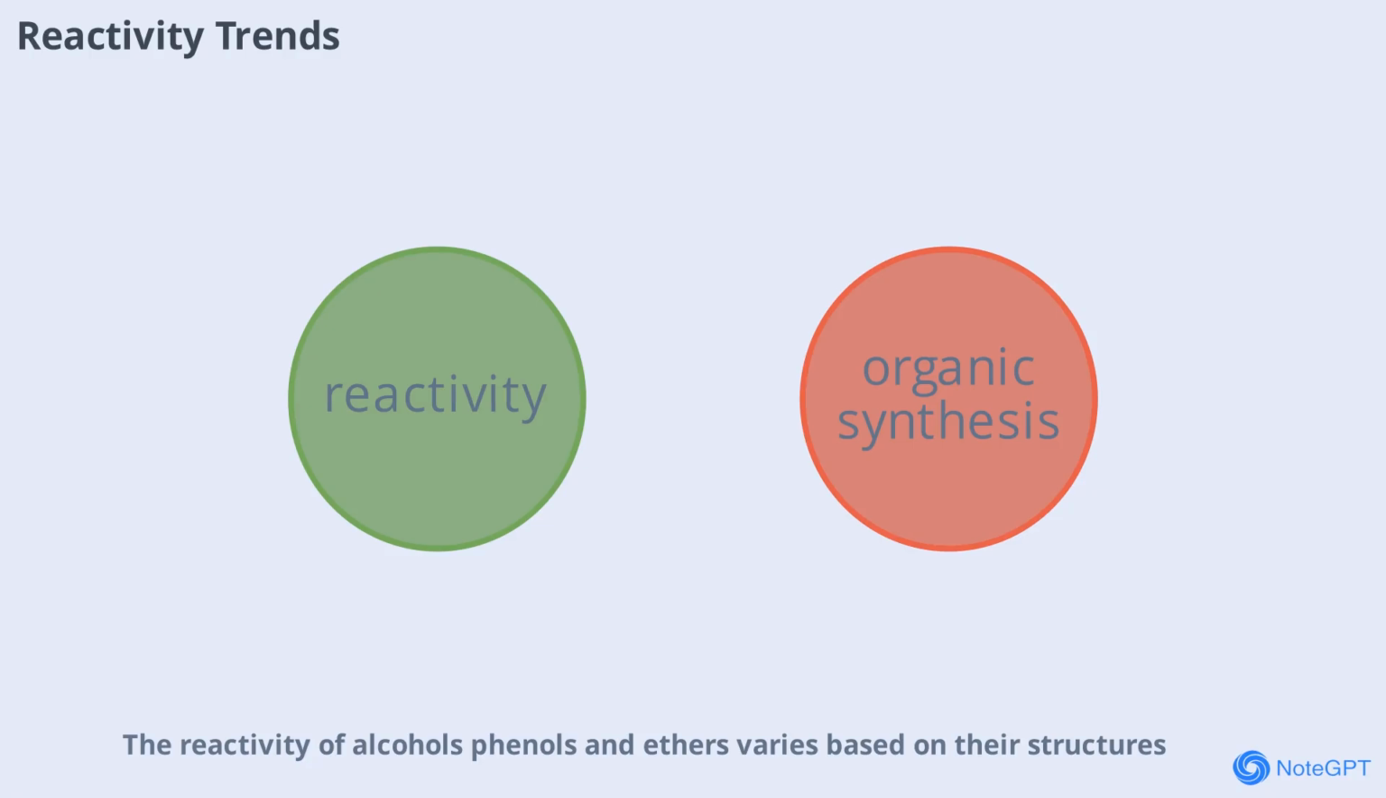The reactivity of alcohols, phenols, and ethers varies based on their structures. Alcohols are reactive towards oxidation and dehydration, phenols undergo electrophilic substitution, and ethers are generally inert but can be cleaved by strong acids. Understanding these trends is essential for predicting the outcomes of organic reactions and designing synthetic pathways.